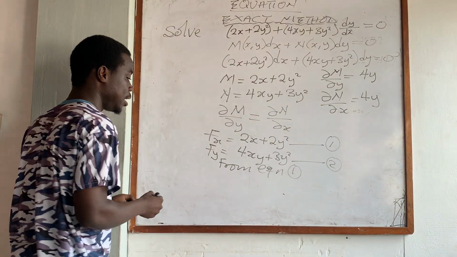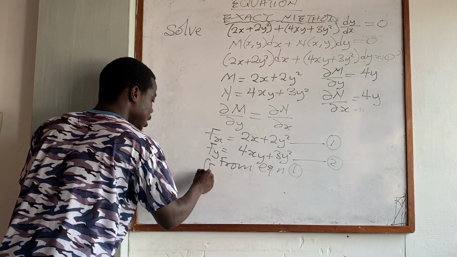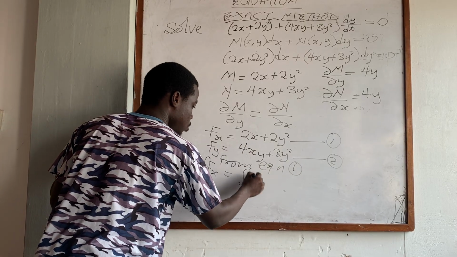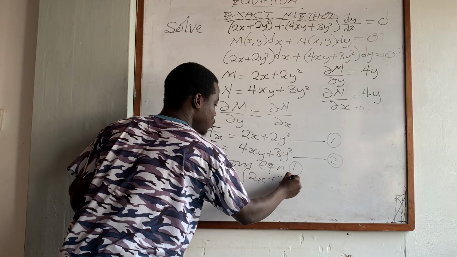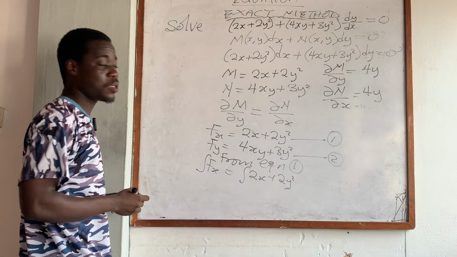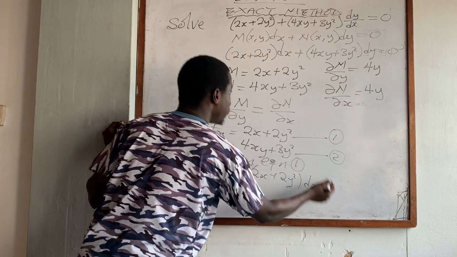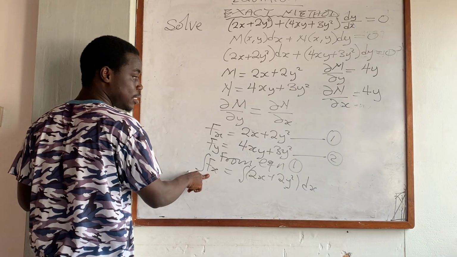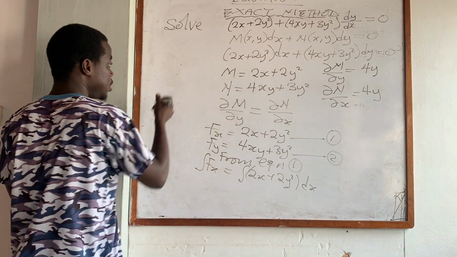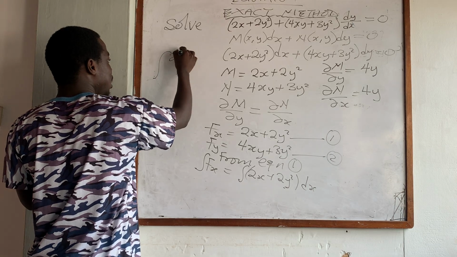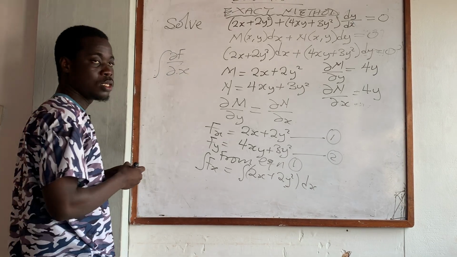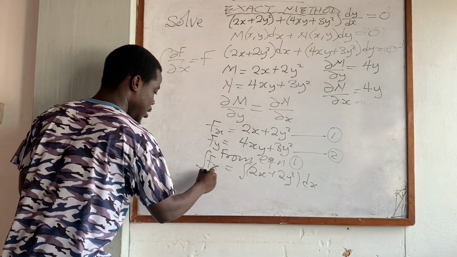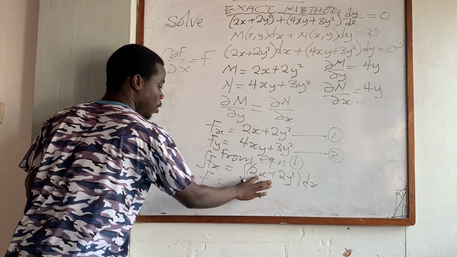So I will integrate f with respect to x, which is equal to the integral of the whole of this, 2x plus 2y squared, also with respect to x. Now let's integrate. If you integrate this, you are reversing the process. What we have here is the same as integrating ∂f with respect to x. So if you do that, we will get f back. So here is the same as getting f, which is equal to, let's integrate this.